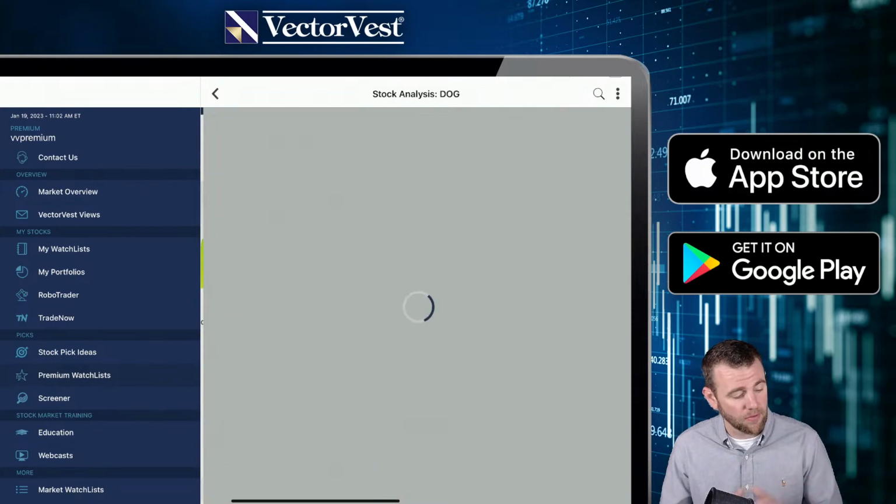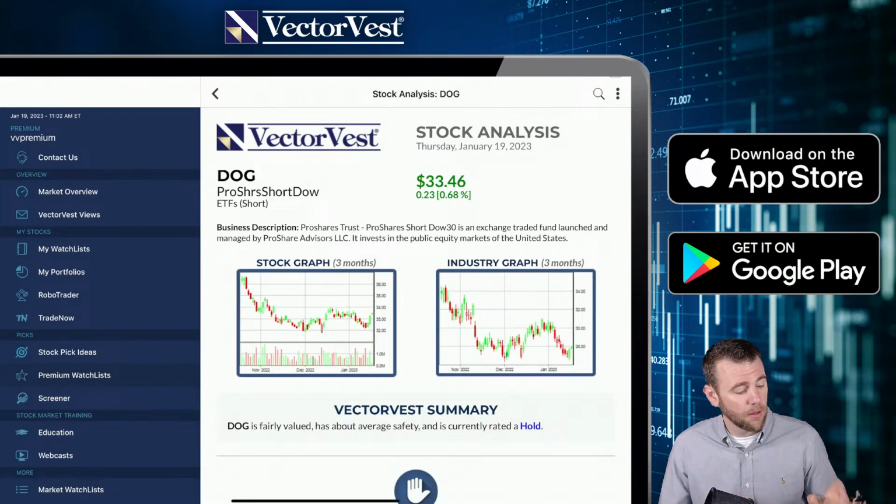Pulling up the stock analysis report. ProShares Short Dow 30, an exchange traded fund launched by ProShares. You don't see any mention of leverage. So therefore that tells us this is a non-leveraged inverse ETF. So as the Dow falls by 1%, this goes up by 1% and vice versa.